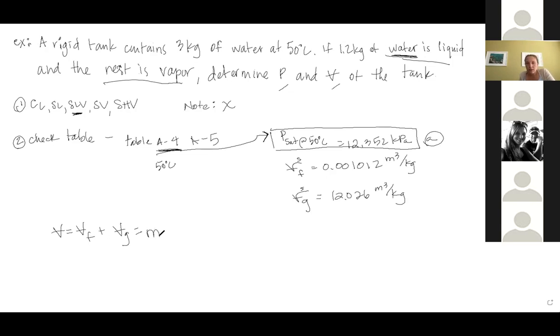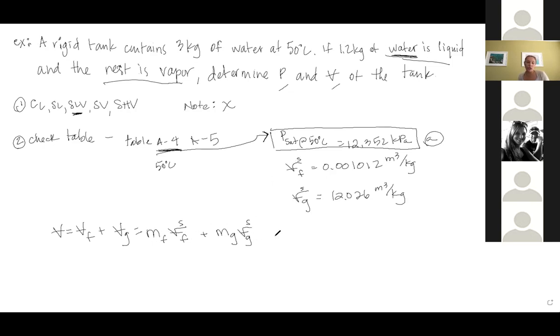So if we have specific volume, we need to include a mass term. So the mass of our liquid times the specific volume of our saturated liquid, plus the mass of our vapor times the specific volume of our vapor. This is all the same equation. So fortunately, we have the mass of our liquid and we have the mass of our vapor that we can determine because we know total mass. And then we were able to look up both of these terms.